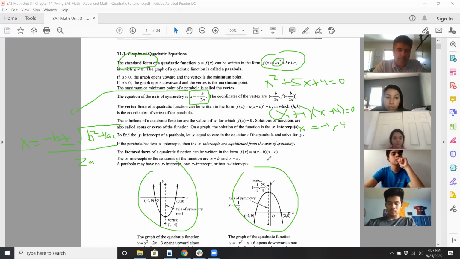Well, here's the thing with quadratic equations. When you have x-intercepts, and don't mind the background noise, my son's crying over something. I don't know what he's crying over.